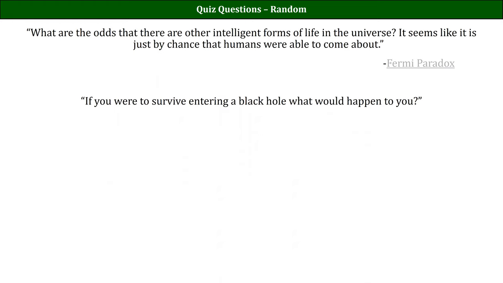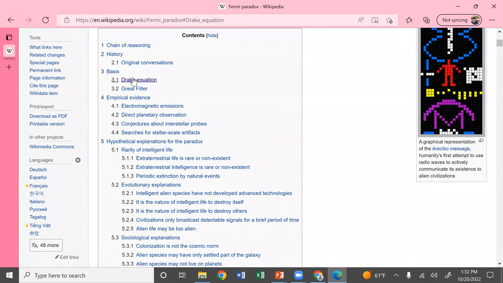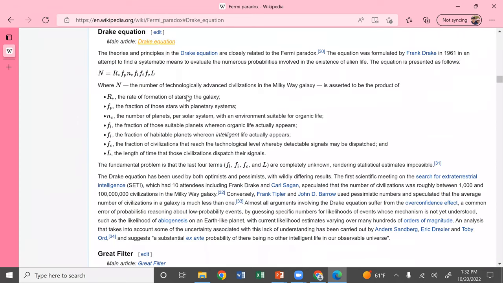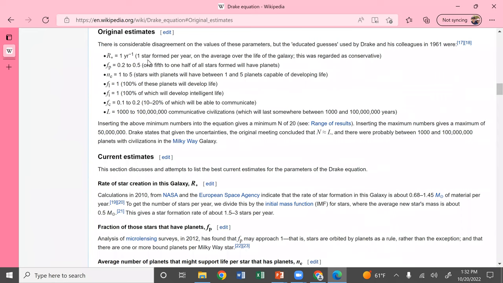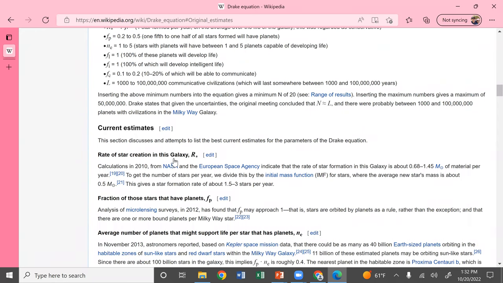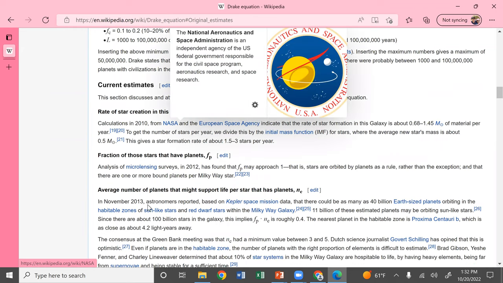You know, so like the educated part of educated guesses for these probabilities, do you know how those were established? So some of them are, if you go to the Drake equation's own page, he has a list of what are the original estimates versus the current estimates, and it gives sources for how they determined that.